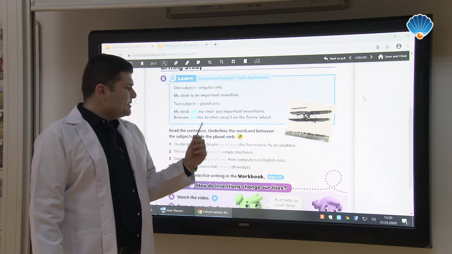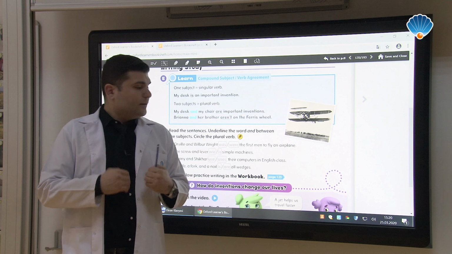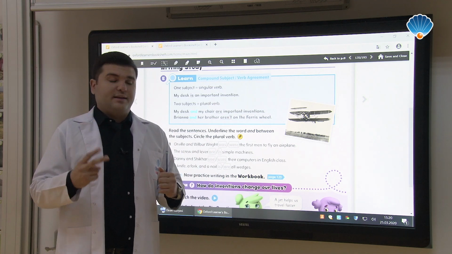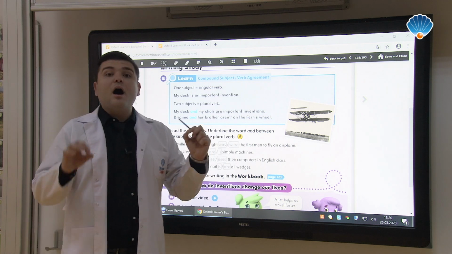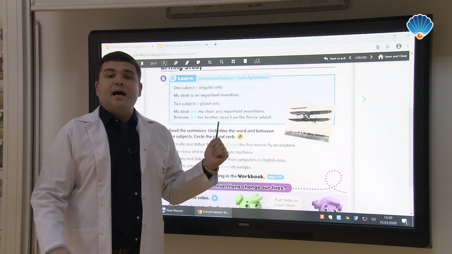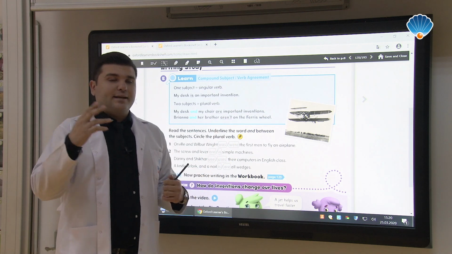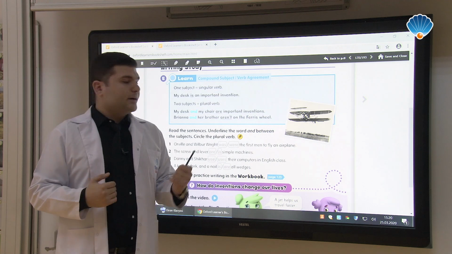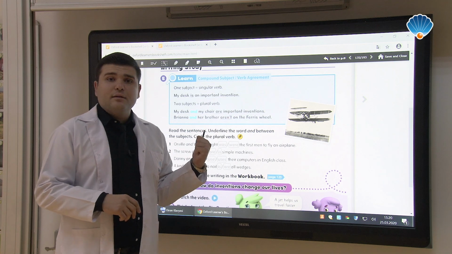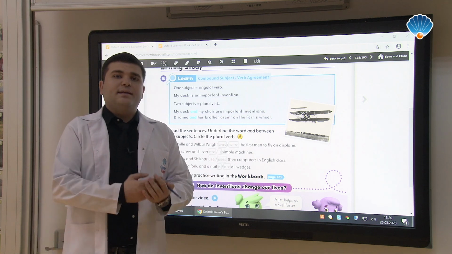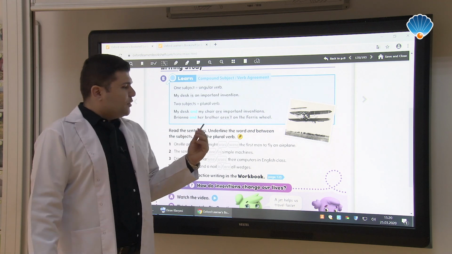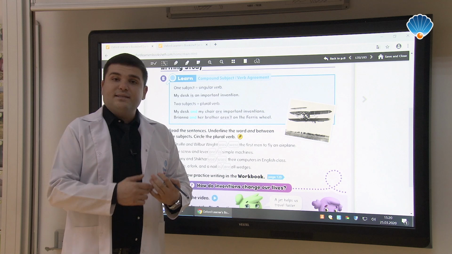What does it mean? It means my desk and my chair. I am talking about two inventions here, two different things. My desk and my chair are important inventions. I am using are here because I have two things here, not singular, they are plural. So I am combining these two things by using and, and I am using are for these things. And the second example, Brianna and her brother aren't on the Ferris wheel.